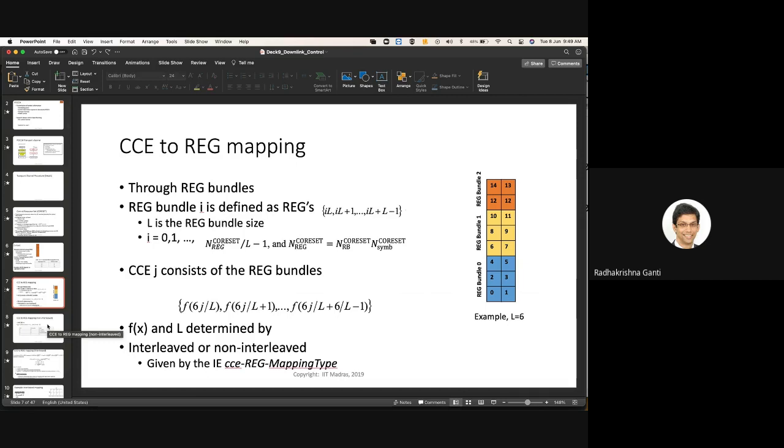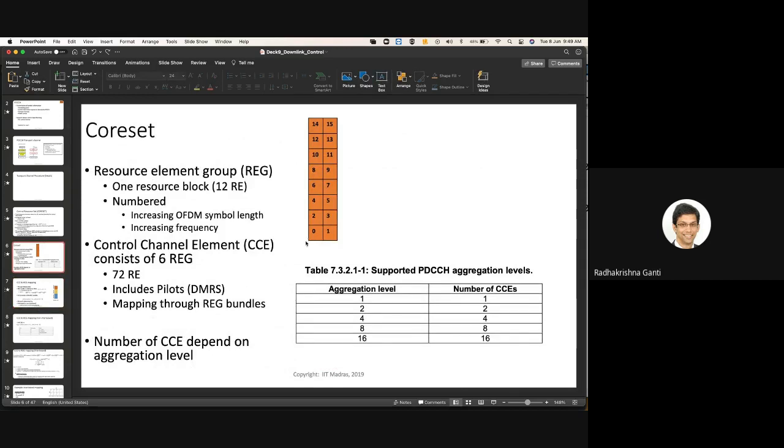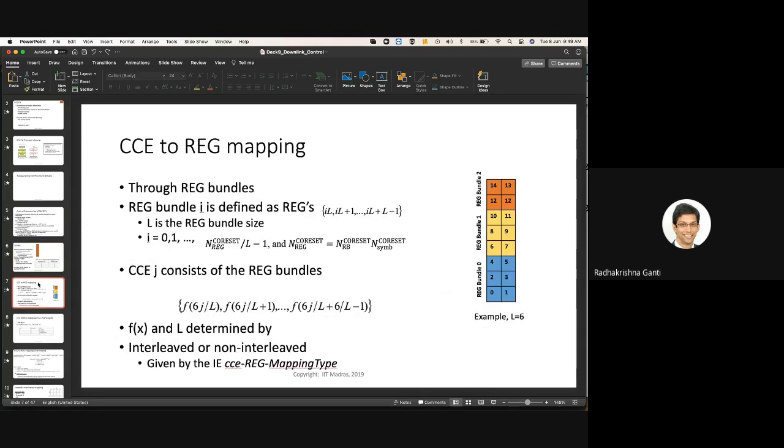So how are the CCEs mapped to REGs? I told you each CCE consists of 6 REGs. So for example, CCE 1, what REGs does it consist of? CCE 0, what REGs does it consist of? There's a complicated mapping to that. First, we have to understand a notion called an REG bundle, a resource element group bundle. The bundle size is specified by parameter L, which is specified by a higher layer parameter.